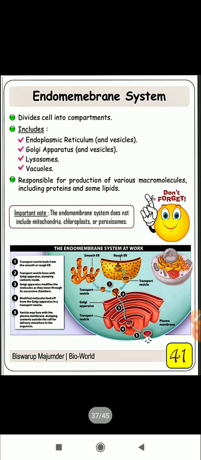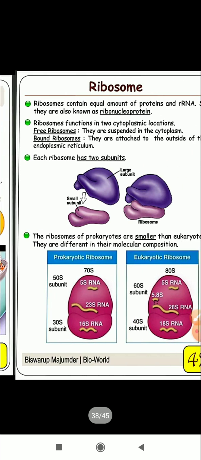The systems which include the endoplasmic reticulum, Golgi apparatus, lysosome and vacuole are termed the endomembranous system. So these four cell organelles are part of the endomembranous system, as they are helpful in the production of various macromolecules including proteins and lipids.